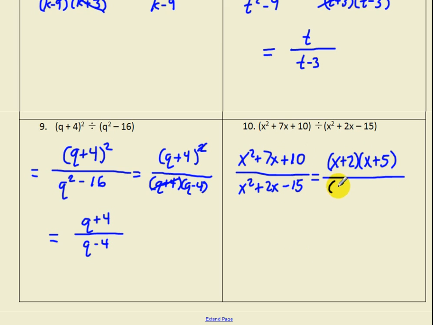And this is going to factor into x plus 5 times x minus 3. And notice we have an x plus 5 factor in both the numerator and denominator. That means we can cancel x plus 5, cancel x plus 5, and we're left with x plus 2 over x minus 3. Okay, so there you go with simplifying rational expressions. And notice that one of the keys here is remembering to factor, look for common factors, and look for opportunities to cancel. Good luck.